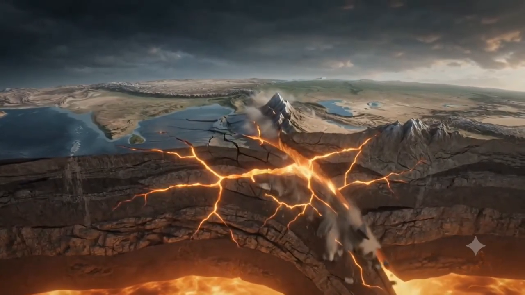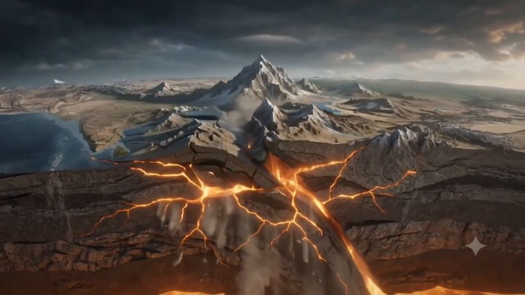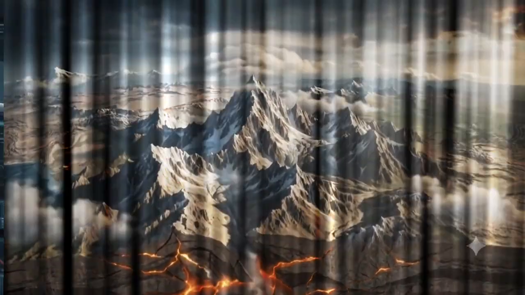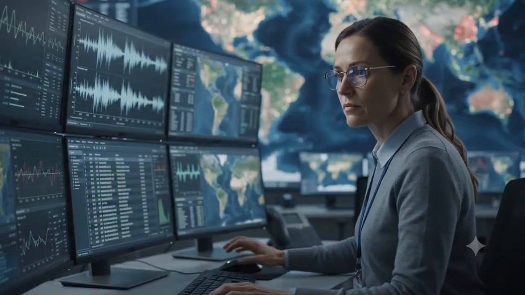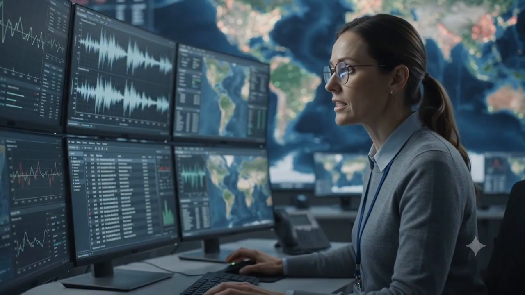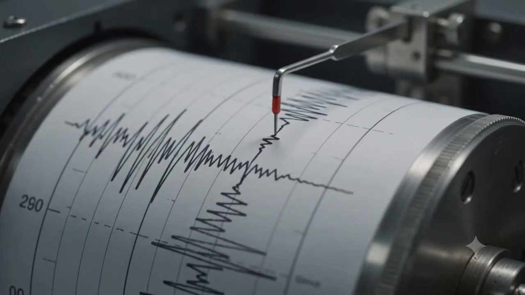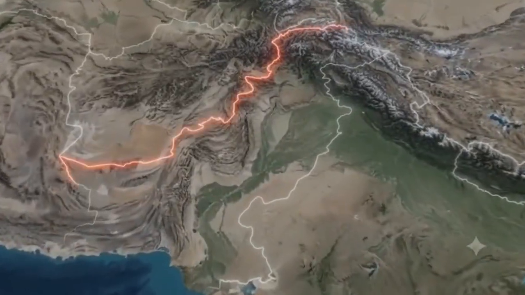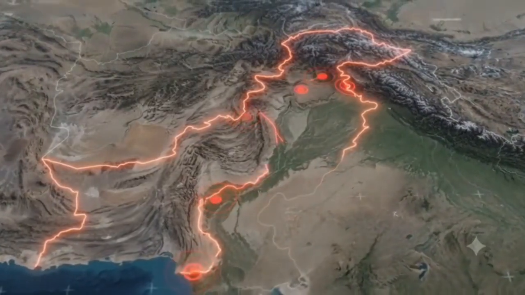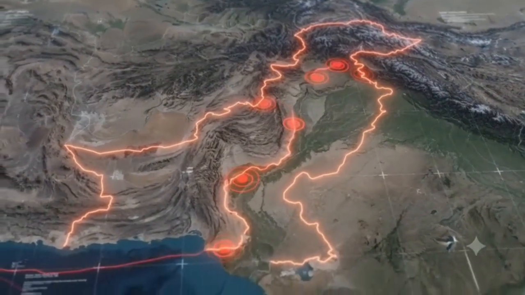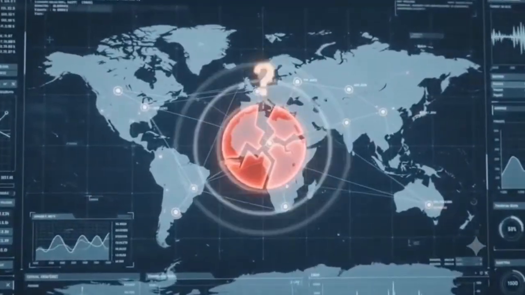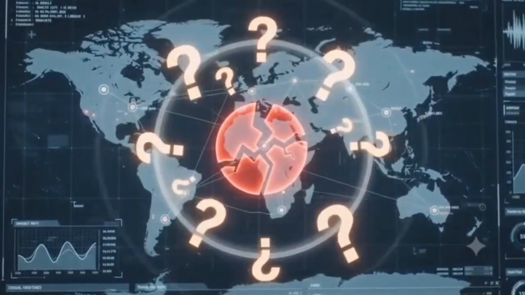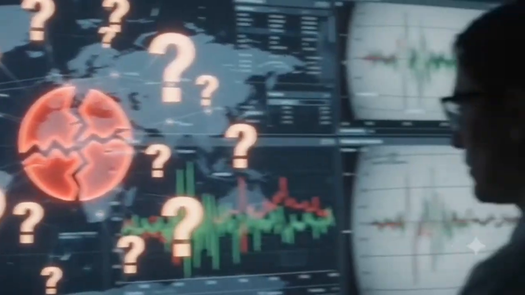The collision between the Indian and Eurasian plates creates powerful earthquakes. Scientists monitor earthquake activity continuously. Pakistan experiences earthquakes because it lies near active plate boundaries. Despite advances in science, accurately predicting earthquakes remains difficult.